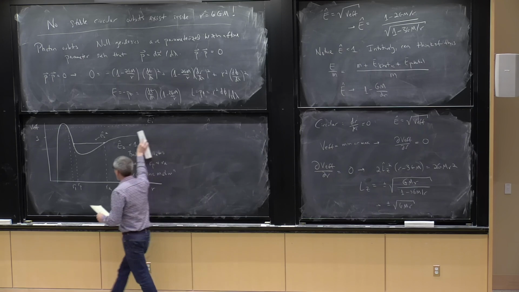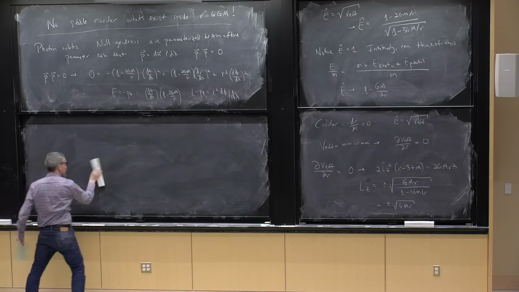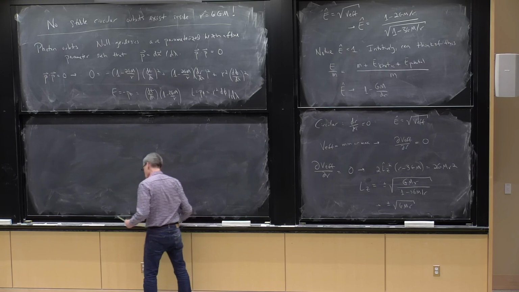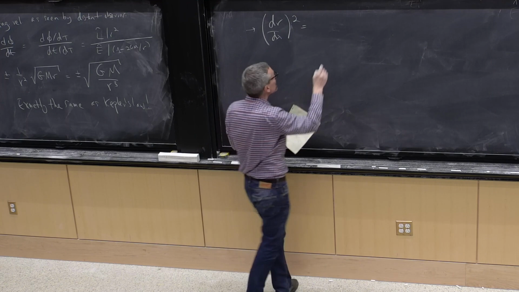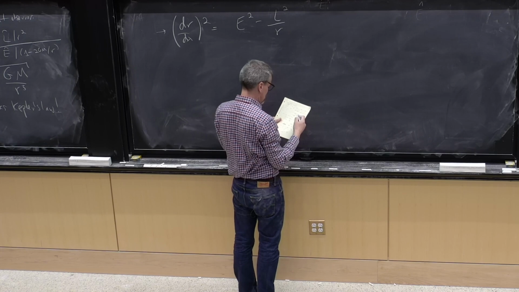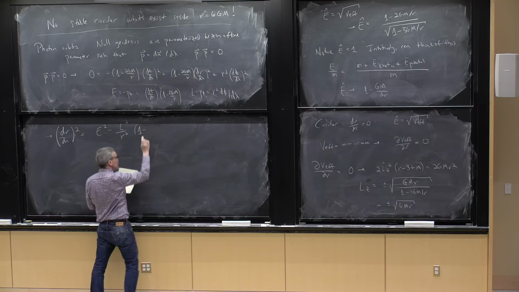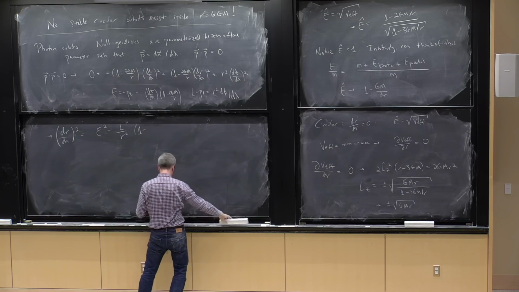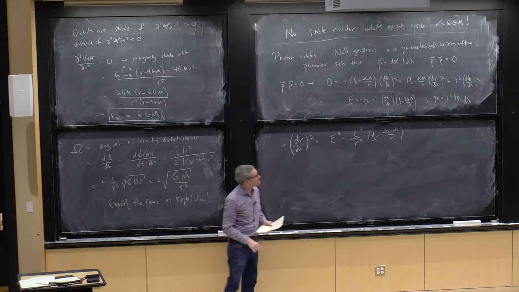Using them, I can now derive an equation governing the radial motion of my light ray. And sparing you the line or two of algebra, it looks like this. Okay. So kind of similar to what we had before. If you look at it, you'll see the term involving the angular momentum is a little bit different.